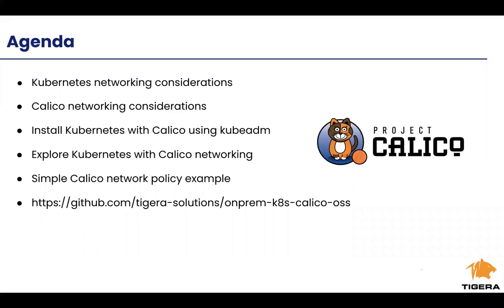You can see the link here at the bottom. That is the on-prem K8s Calico OSS instructions for the lab at the end. There's a note at the top: if you're just getting started with Calico, we have a quick start. That's probably the best thing to start with, but we also have an opinionated lab that walks you through how to get up and running with kubeadm, in a scenario where all the nodes are on the same network.